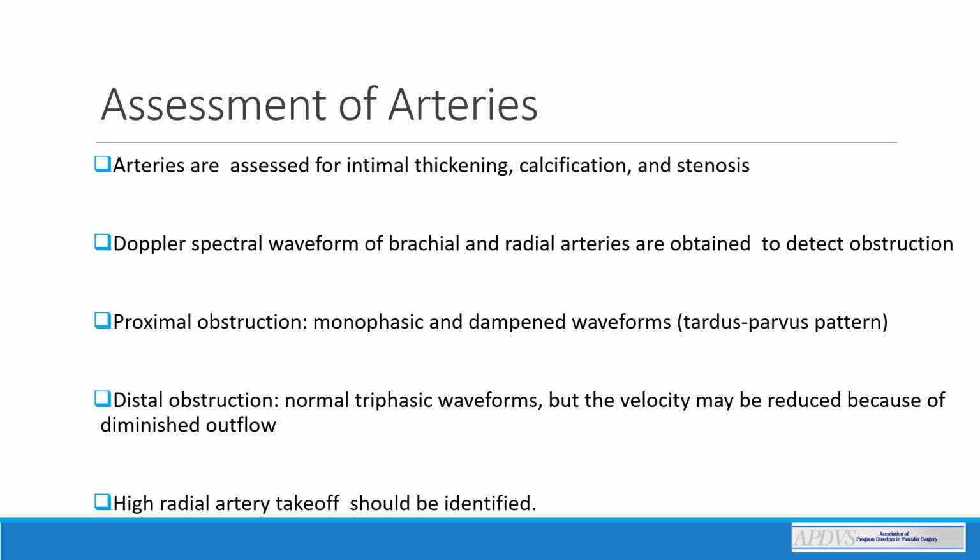With proximal obstruction, the waveforms are monophasic and dampened with a tardus parvus pattern. With distal obstruction, the waveforms have a normal triphasic pattern, but the velocity may be reduced because of diminished flow.